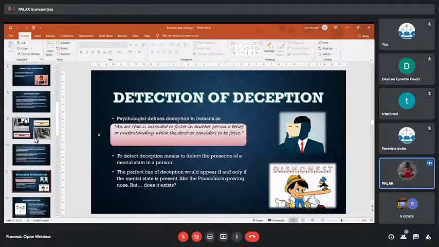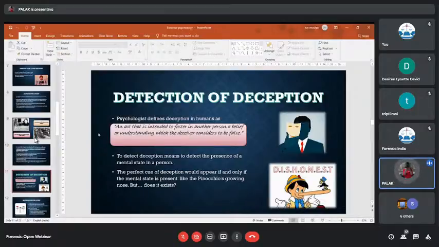Now, detection of deception. What is deception? Deception is basically a lie. We generally lie to hide something or to do something in our favor.